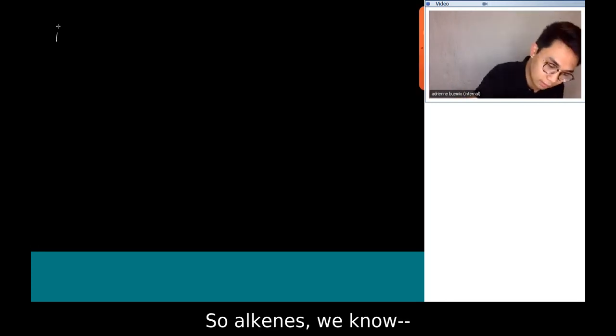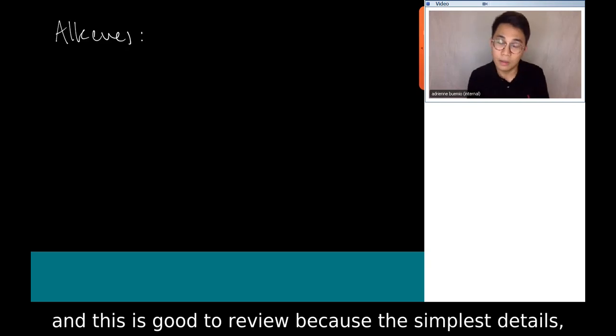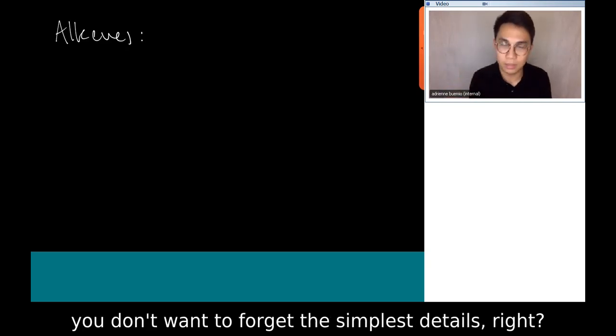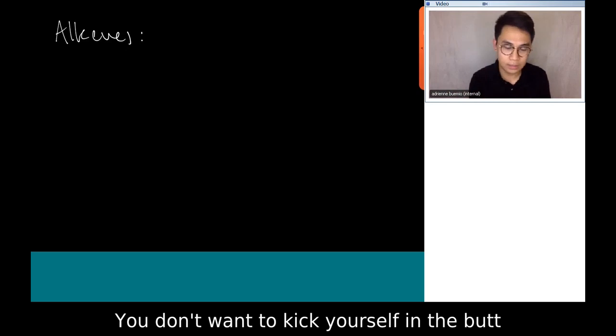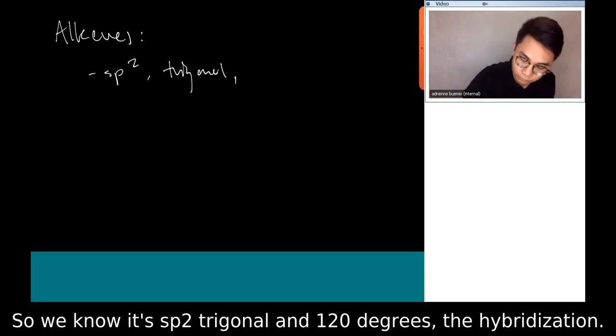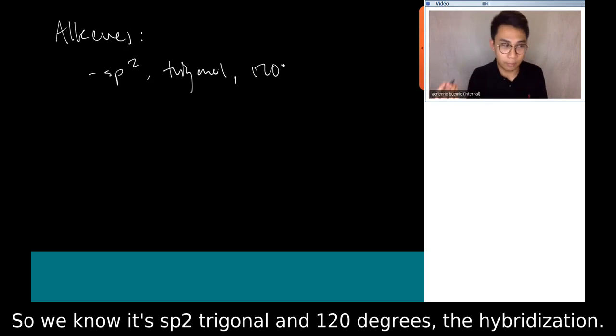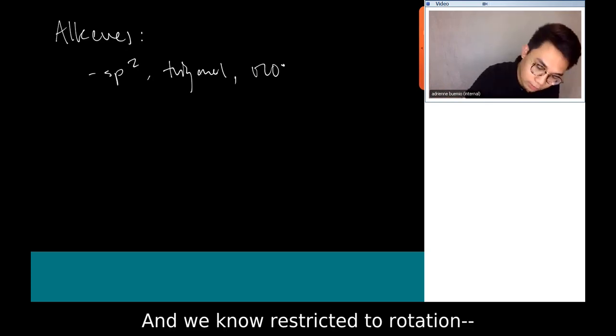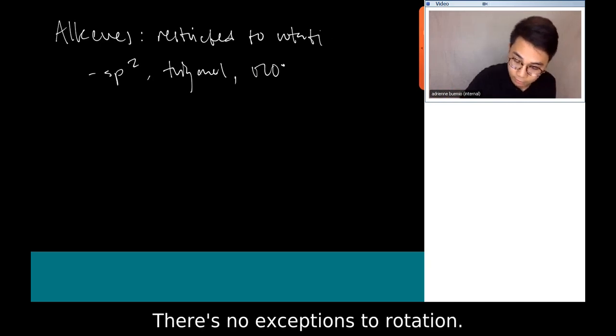So alkenes, we know, and this is good to review because you don't want to forget the simplest details, right? You don't want to kick yourself in the butt by forgetting one itty bitty detail that you for sure know, right? So we know it's sp2, trigonal, and 120 degrees, the hybridization, and we know restricted to rotation always, right? There's no exceptions to rotation.